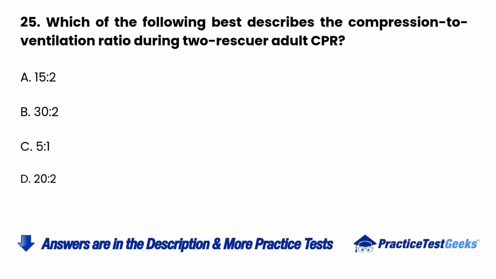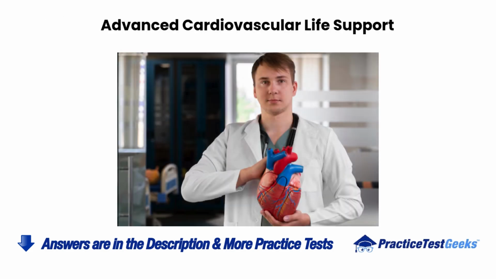25. Which of the following best describes the compression to ventilation ratio during two rescuer adult CPR? A. 15 to 2. B. 30 to 2. C. 5 to 1. D. 20 to 2.